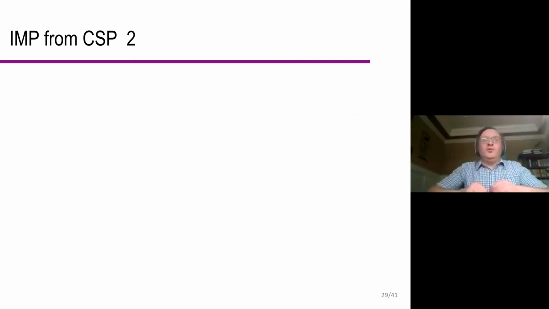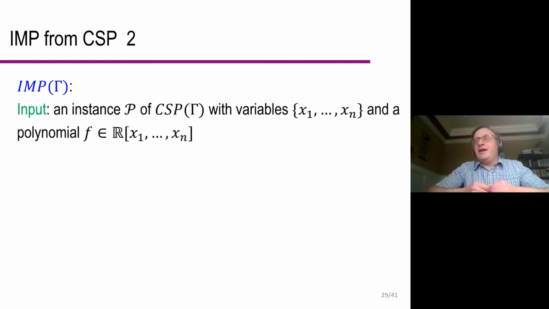Now, well, that's not all of IMP. It's only half of the IMP. It's just the ideal, right? We need an input polynomial. The input polynomial doesn't come from the CSP. There is nothing about an input polynomial there, or at least almost nothing. So we are going to take an input polynomial of any polynomial of our liking. So the instance of IMP of gamma, in this case, is going to be an instance of CSP of gamma and a polynomial that depends on the same variables.